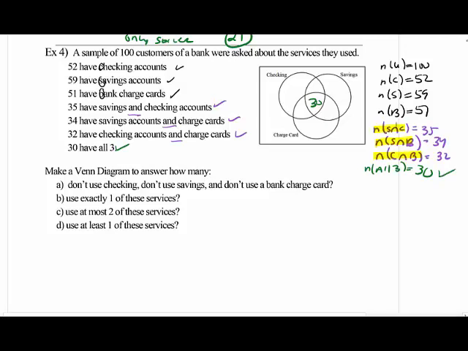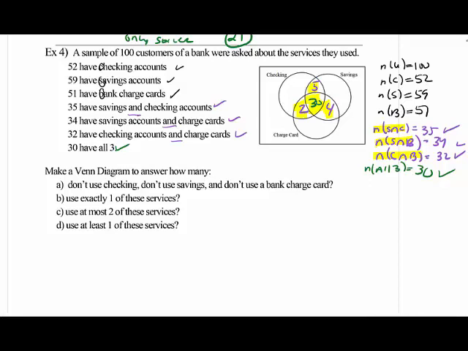We're going to go with what's left over in my intersections of pairs, which again is using this innermost piece, but realize we're subtracting that off. So as we move our way out, we're going to have 32 in the checking and the bank charge card. So we have 2 left over here. We have 34 in savings and bank charge card, so we have 4 left over here. And we have 5 left over, subtracting off that 30 piece.